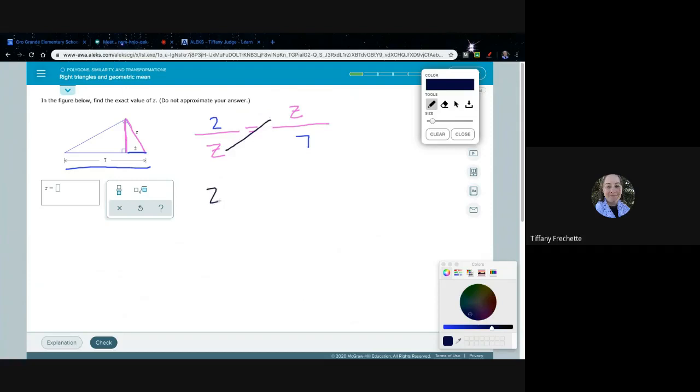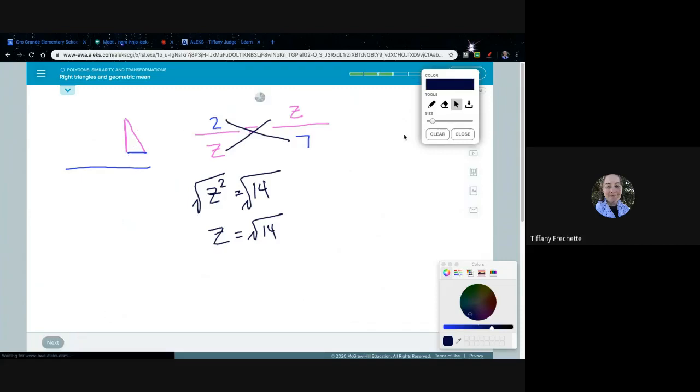So I have z times z, which is z squared. Crossing that so you know it's a z. And then 2 times 7, which is 14. I'm going to take the square root, which gives me z equals square root of 14. If I break 14 down, all I have is 7 and 2. Well, that means that there are no square roots to pull out. So I'm just going to leave it as the square root of 14. There's nothing else to change it into.